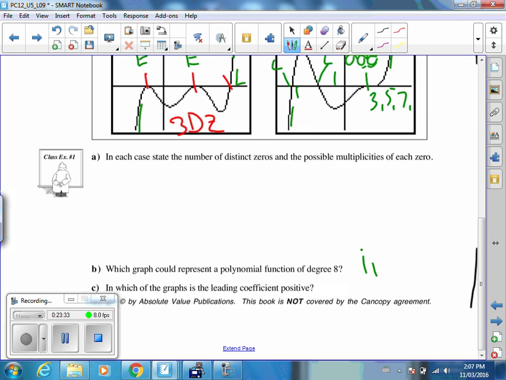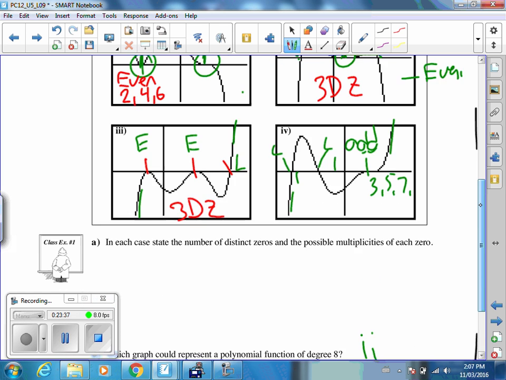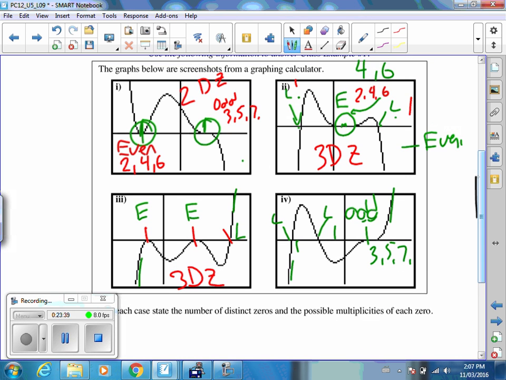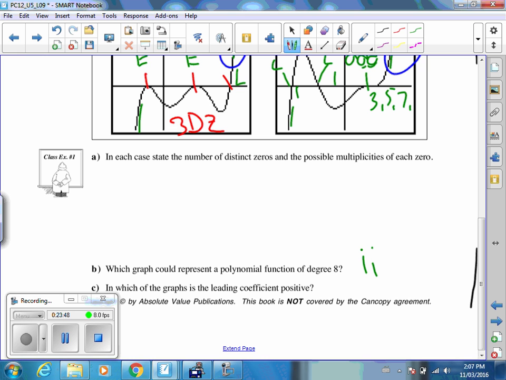2. Which graph has a leading coefficient that's positive? Your right arm will always tell you whether the leading coefficient is positive or not. So graph 3 and graph 4 have even positives. I, or IV.